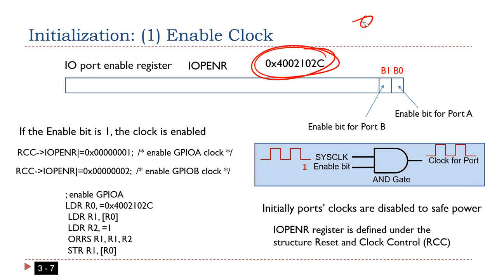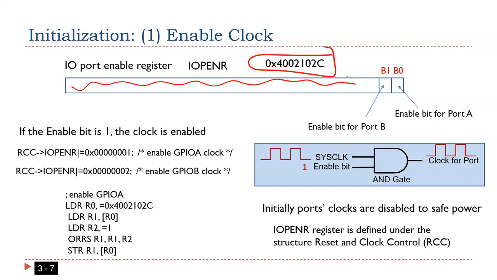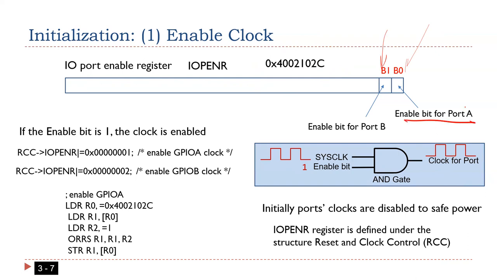For example, here in this register is called input output port enable register, or IOPENR. This register is stored in this memory location here. Okay, here we have, for sure, we don't care about the other things. We may need them later. I'm gonna focus on what we need for now. What we need for now from this register is just the first two bits. Why? Because this bit is gonna be used to enable port A, and this bit is gonna be used to enable port B, okay?